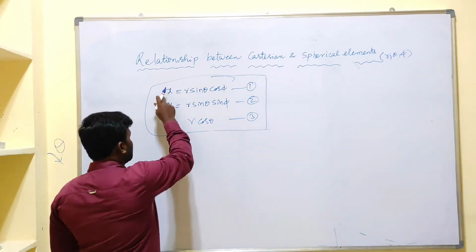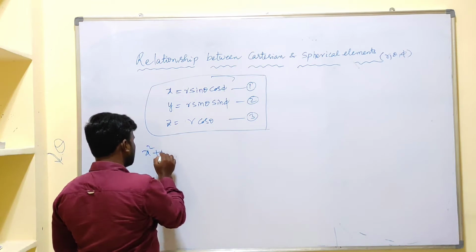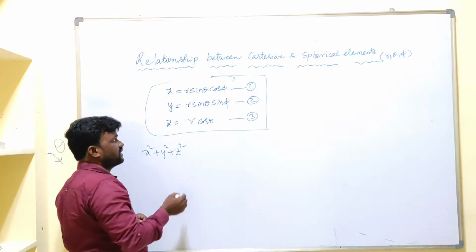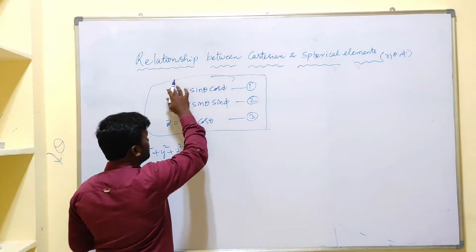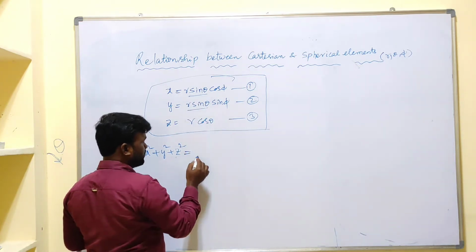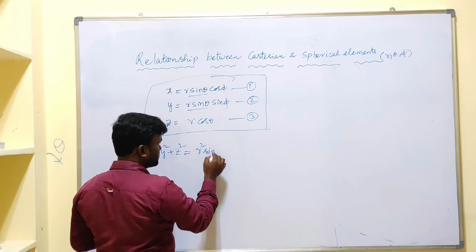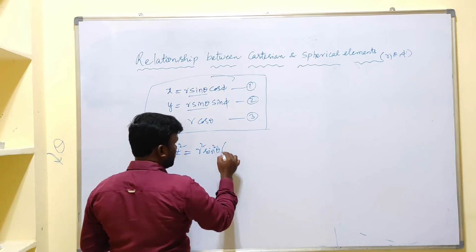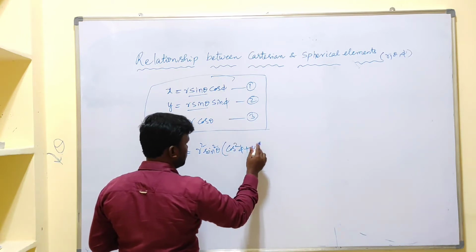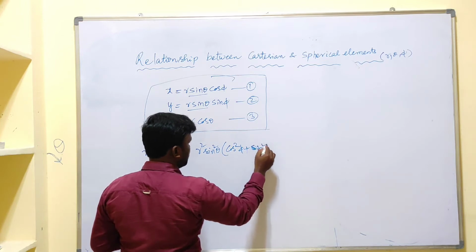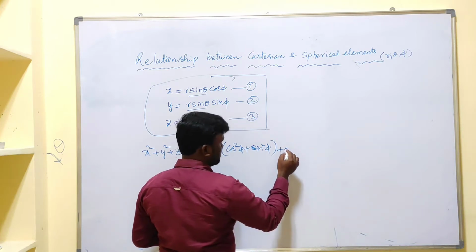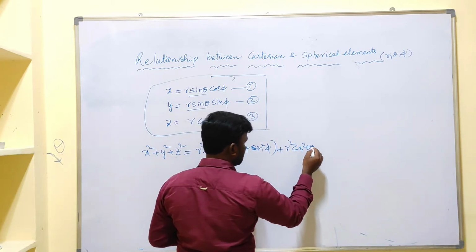For that, let us take x square plus y square plus z square, means equation 1 square plus 2 square plus 3 square. That gives what? Actually, here in x square plus y square, we have one common term. What is that? This r sin theta is common. Then we can write this like this, that is r square sin square theta, and the remaining part is what? For the x, we have cos square phi, and for the y square, you have sin square phi, x square plus y square. And what about the z square? Z is r cos theta. Then we got r square cos square theta.